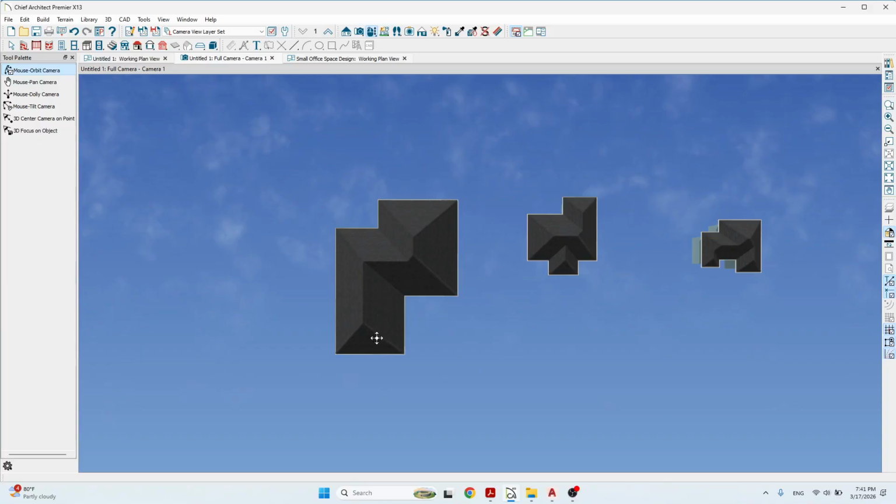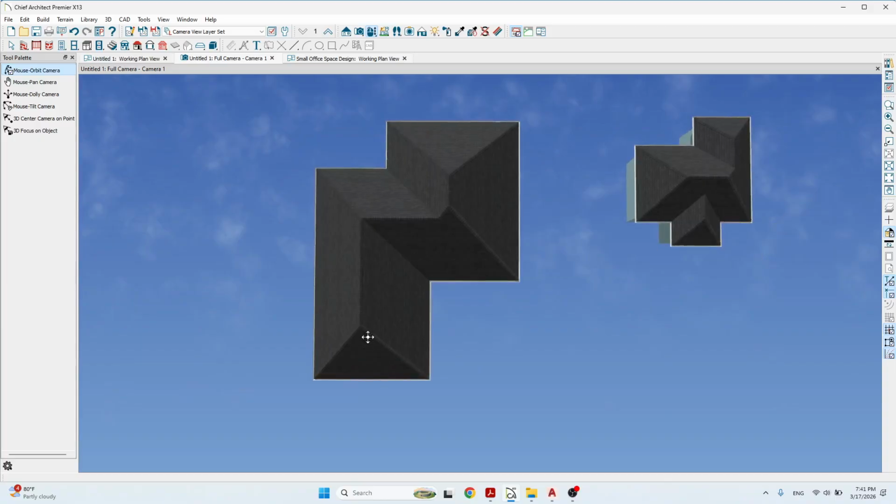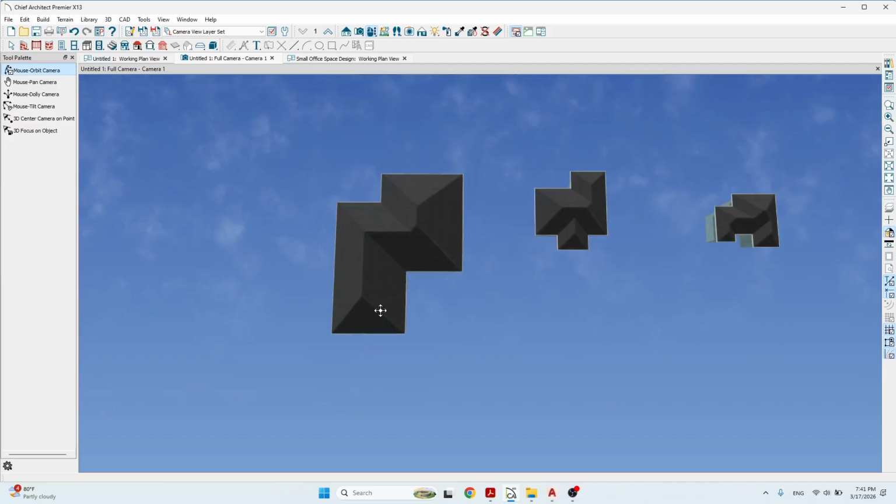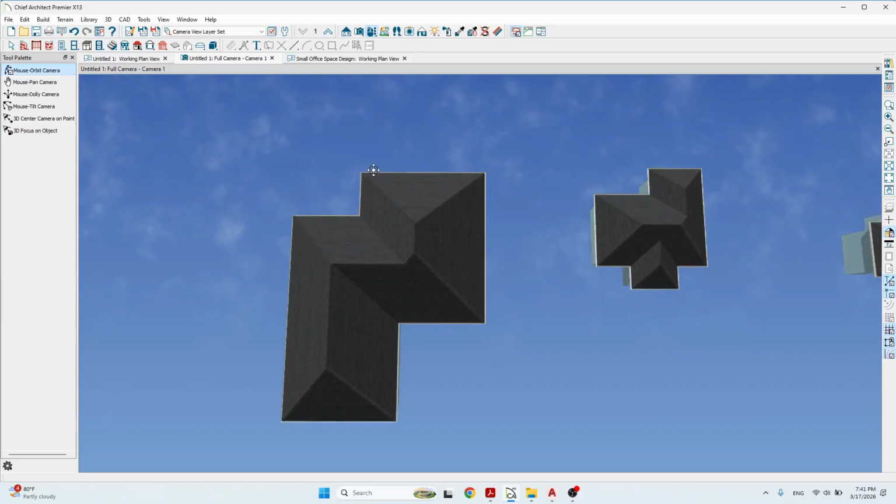As I was just explaining, if we look at this roof right here, we're going to notice that this side over here is much longer than this side over here, right? Right in the middle here, that's our ridge. Right here, that's another ridge. Right here, that's another ridge.